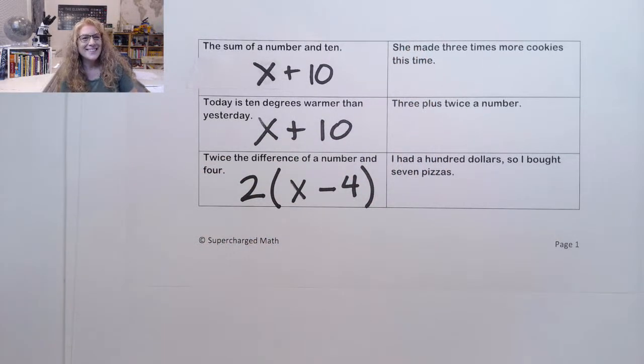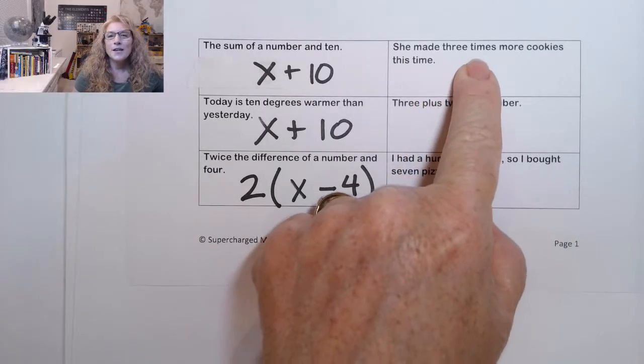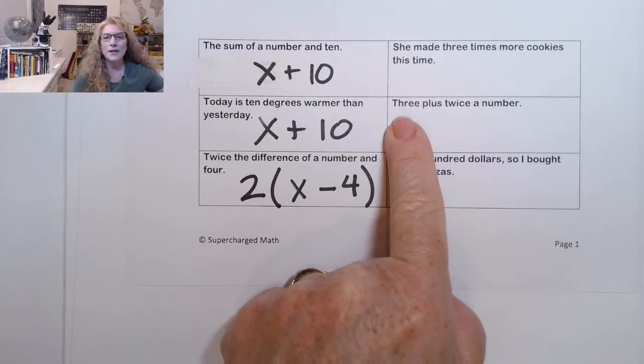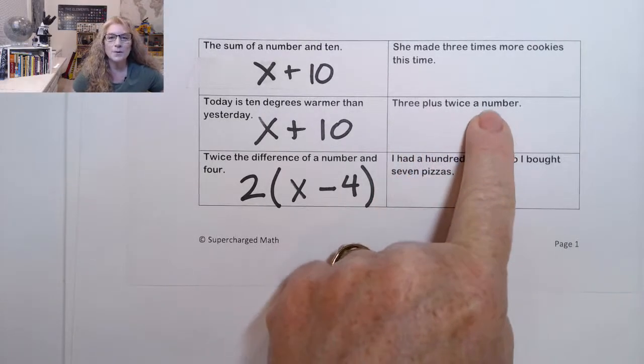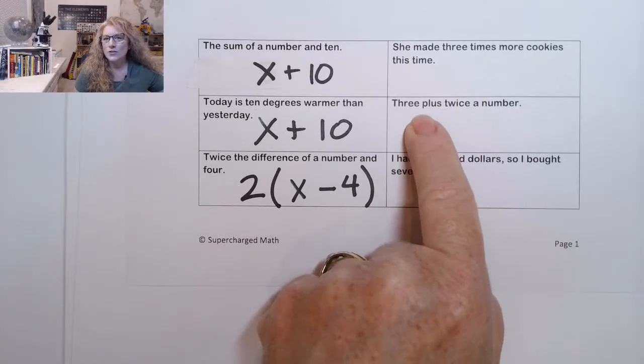Ready? I'll give you a little bit of time. I'll read the first one in case it's a little blurry. It says, she made 3 times more cookies this time. Okay, this time compared to when? Last time. So she made 3 times more cookies. Okay, the next one says 3 plus twice a number. If it wasn't twice, could you do it? 3 plus a number? Okay, now put the twice in. 3 plus twice a number.